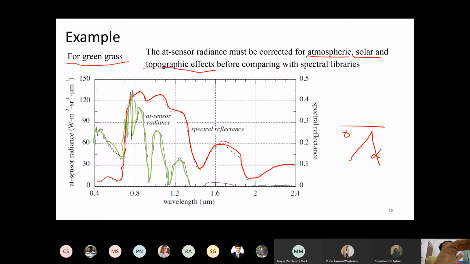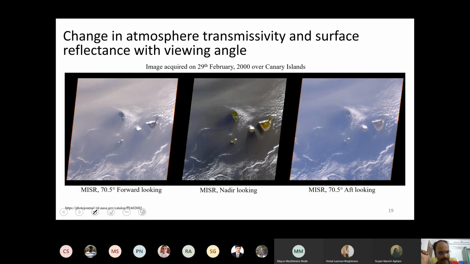Even if our surface is really flat, say I'm working on a plain region, that's okay, but still I have to correct for the effect of atmosphere. That is the major take-home message from this particular lecture. In the coming lectures, I will show you a few examples to drive home the point of what will happen for different objects.